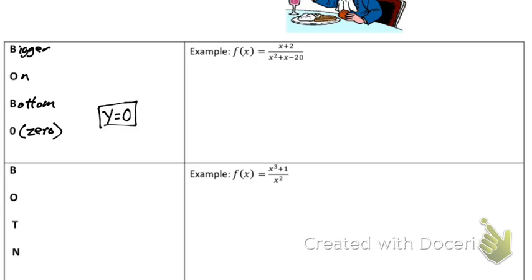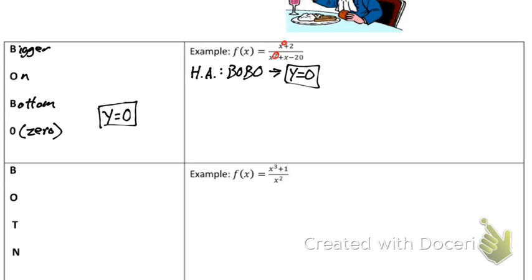All right. My example is up here. We have x plus 2 over x squared plus x minus 20. It is bigger on bottom because we look at the biggest exponent. So we have x to the first here and x squared. 2 is bigger than 1, so it is bigger on bottom. So if I need to find my horizontal asymptote, this falls into Bobo's camp. And Bobo just says y equals 0. No work required. Bigger on bottom is the easiest.